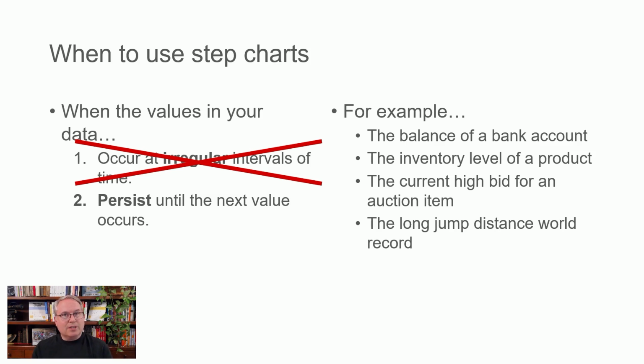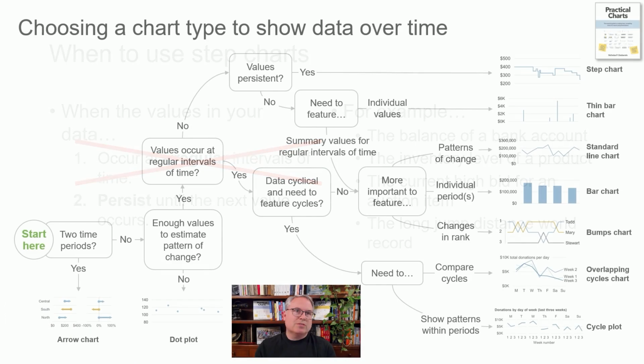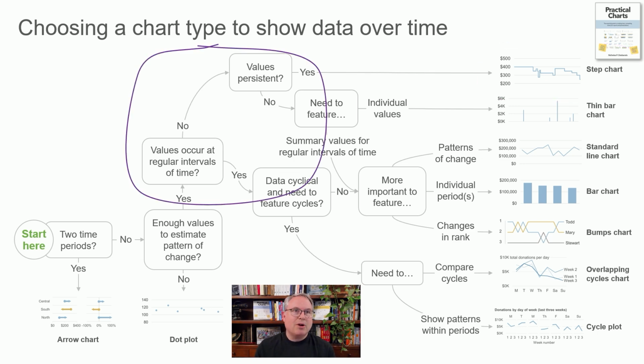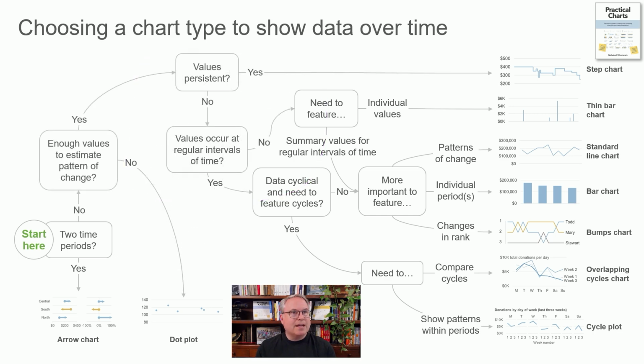And so there's another change which I need to make to my course, which is when I talk about this decision tree, which is basically a guide to choosing chart types for showing data over time. That includes step charts. And so these parts of the decision tree relate to step charts. Based on the important point that Paula made, I actually have to make a change here so that the logic is a little bit different.